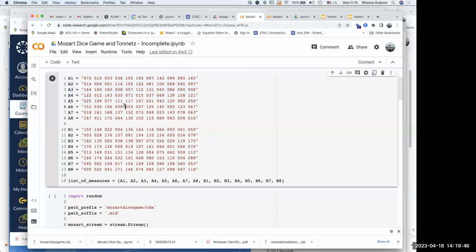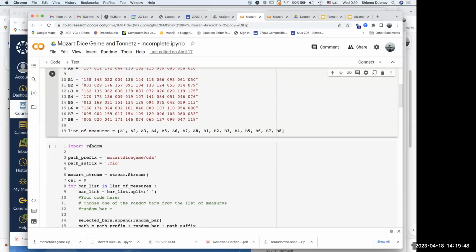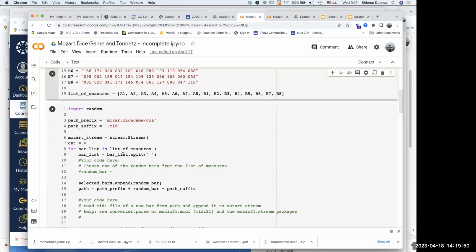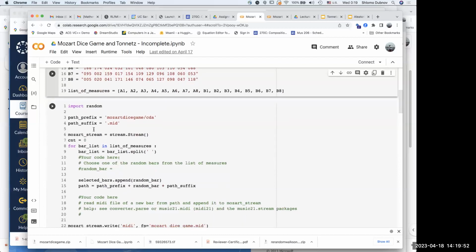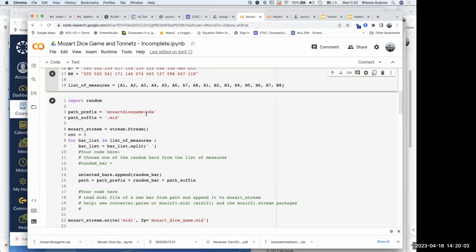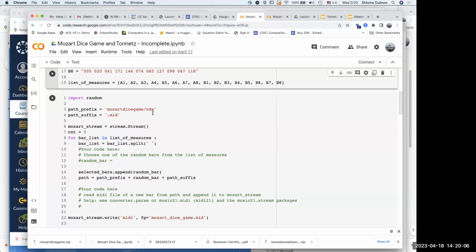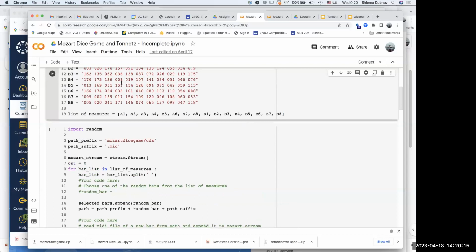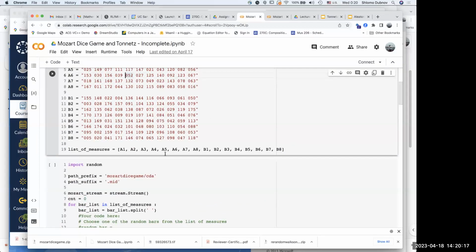What we do is we choose, and so I provide part of the code. You place your Mozart dice game somewhere in the directory, so you'll have to change maybe the prefix as you wish. And then you have the list of measures, right? And from this list of measures, every A here is basically a string, okay?